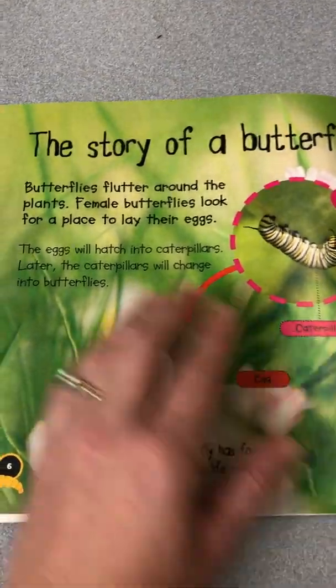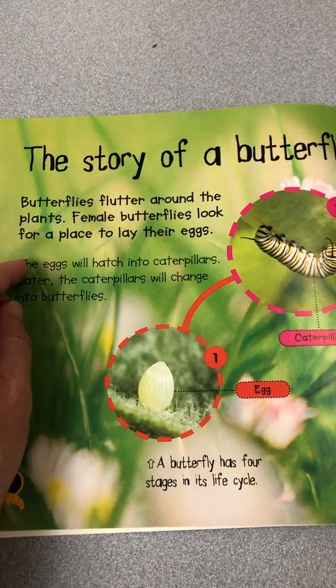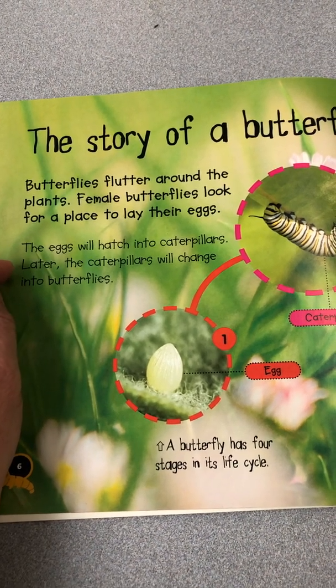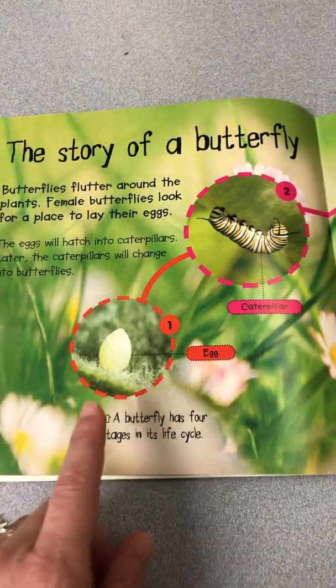The story of a butterfly. Butterflies flutter around the plants. Female butterflies look for a place to lay their eggs. The eggs will hatch into caterpillars. Later, the caterpillars will change into butterflies. So this is the life cycle.